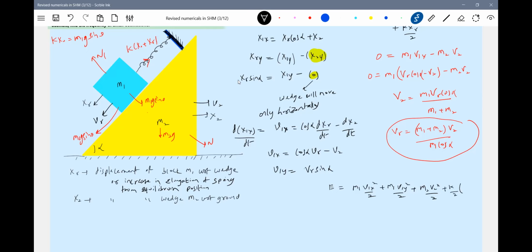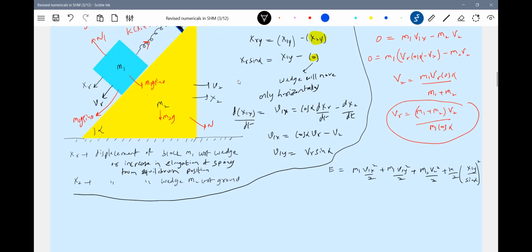XR, what I can write it as? X and y by sine alpha whole square. Now we'll differentiate this. The overall energy has to remain constant. So differentiating this equation, can we replace better?